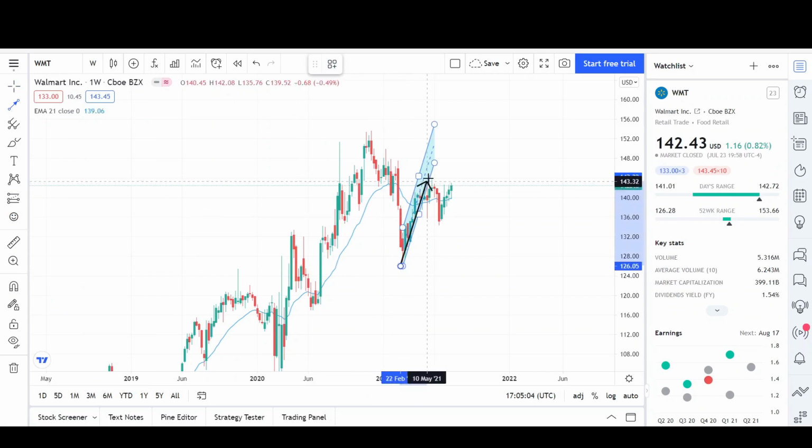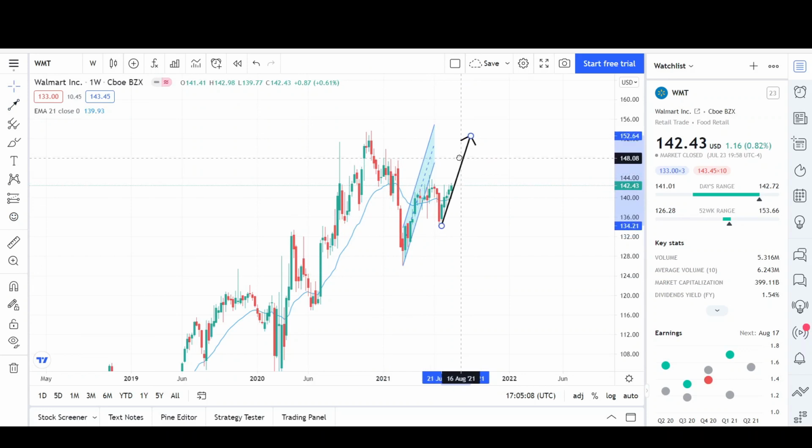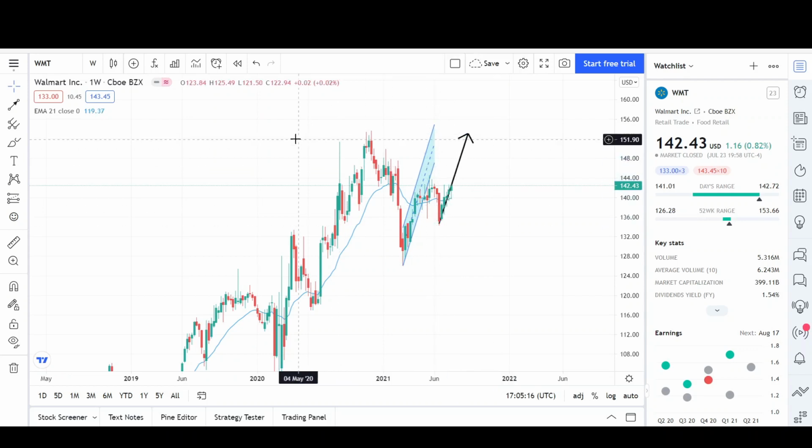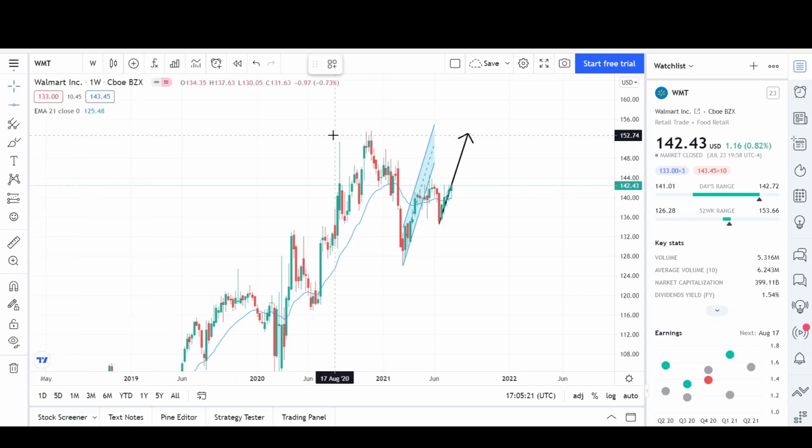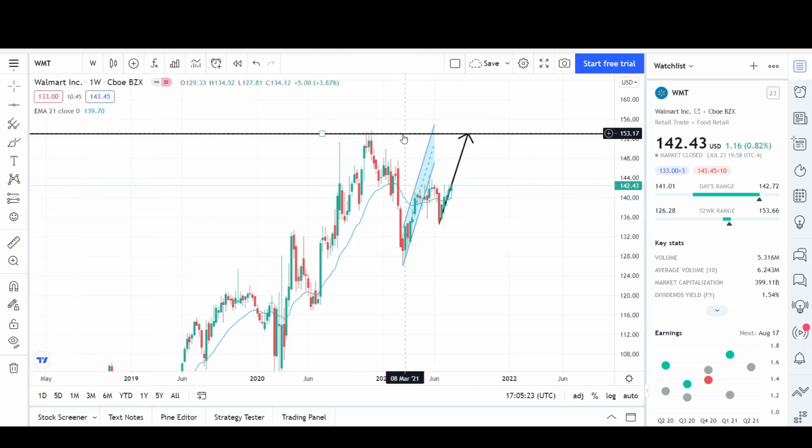It was at that 152 level right there, about right there. I'm gonna move it a little lower. That's pretty close. That's close enough. So it's right up to the high Walmart previously was at, but this time it probably stopped them out. There were shorts who have the stop losses up here.